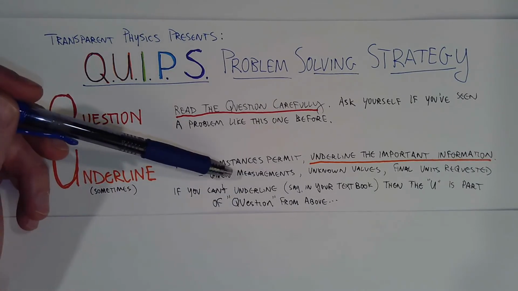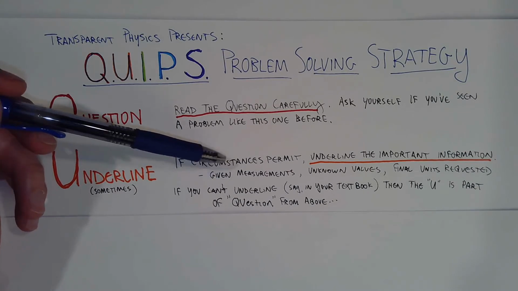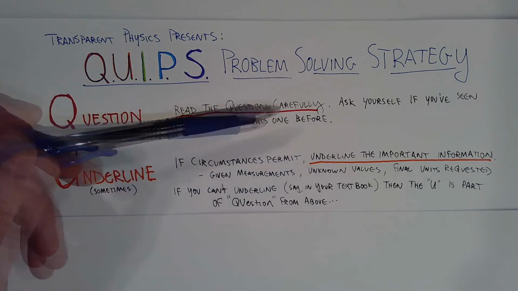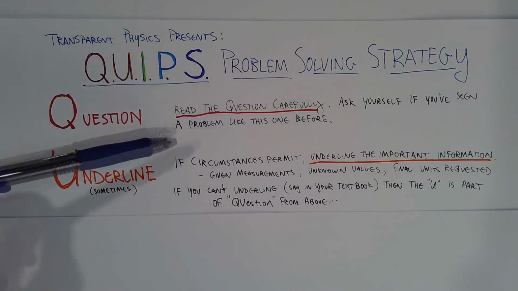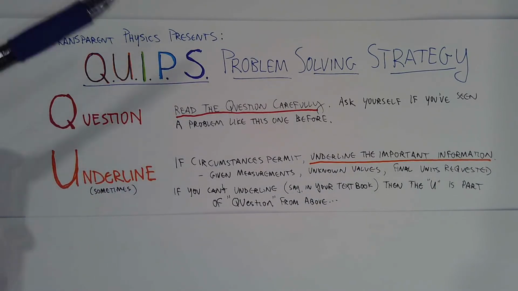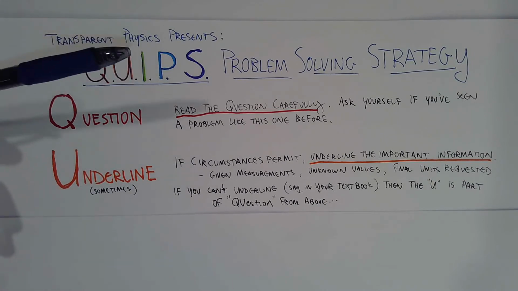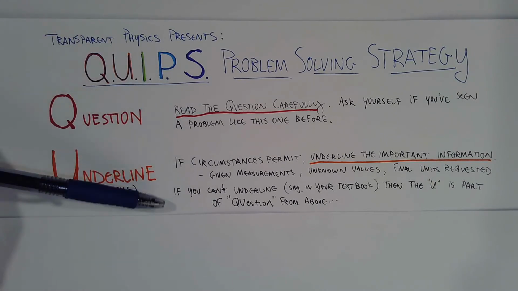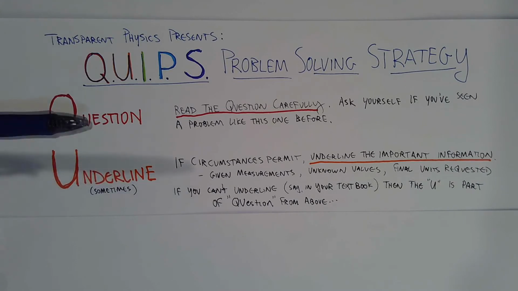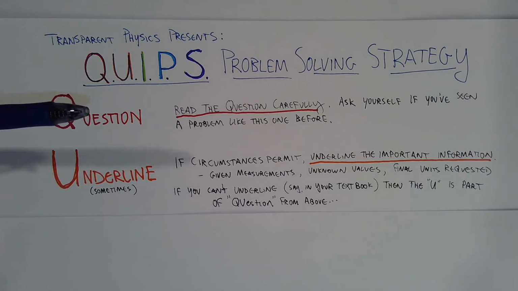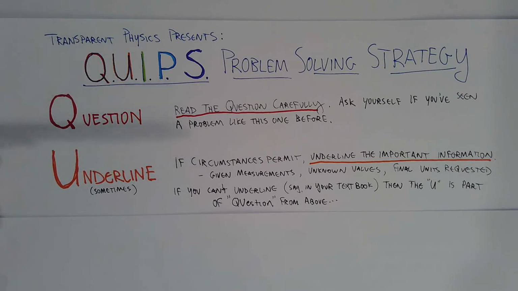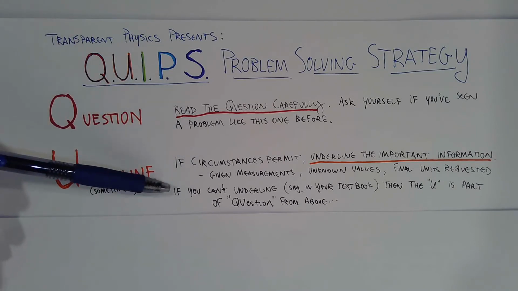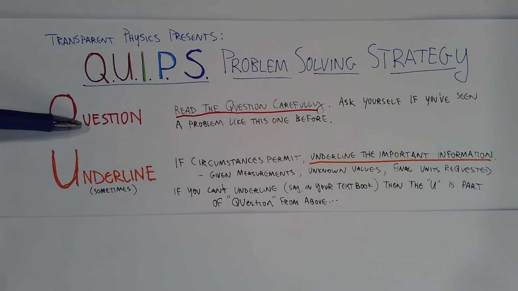Things that might be important are the information that they give you, unknown values, and sometimes they're going to ask for the answer in terms of specific units. All those things are handy to remember later on in the problem, so while you're reading it to begin with, underline it. If you cannot underline, let's say you are reading a problem out of a textbook and you're not interested in defacing your textbook, or if your teacher tells you not to write in the packet, then don't worry, the U just becomes part of the word question.